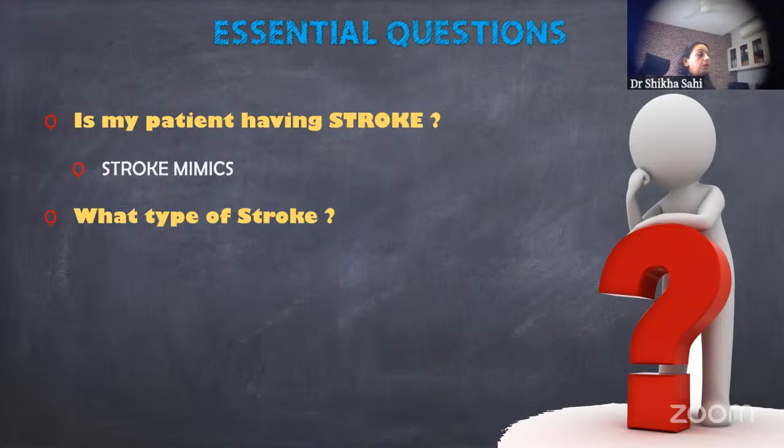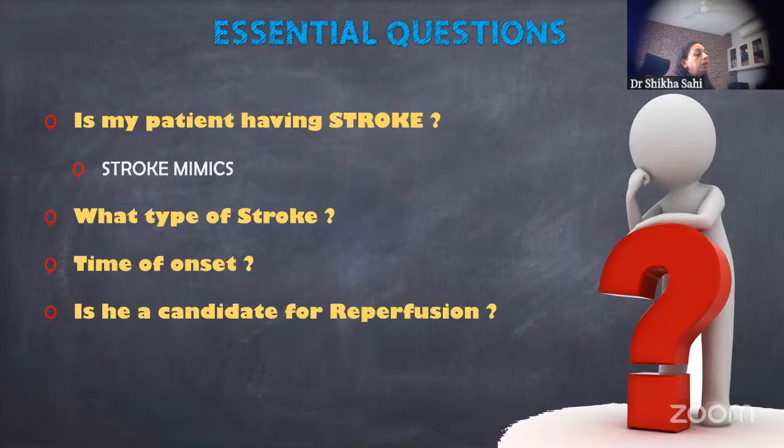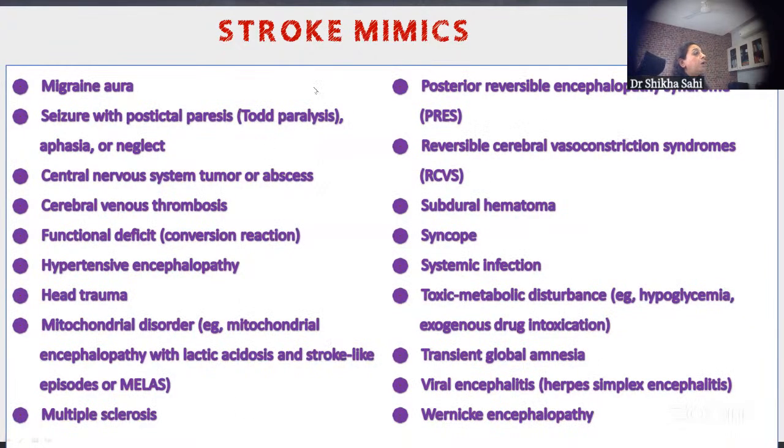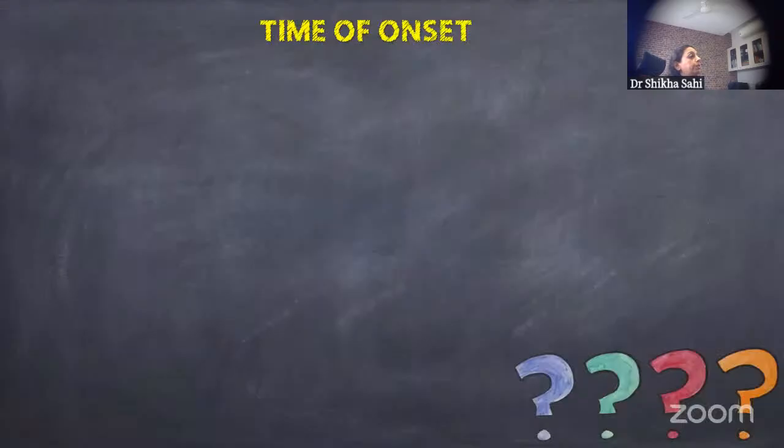What if yes, then what is the type of stroke? What is the time of onset? And is he a candidate for reperfusion? These are the basic questions you should ask once there is a suspicion of stroke. There are various stroke mimics, which you will have to rule out on the basis of history, as well as on the basis of imaging and physical examination.